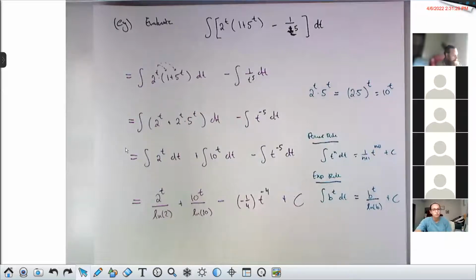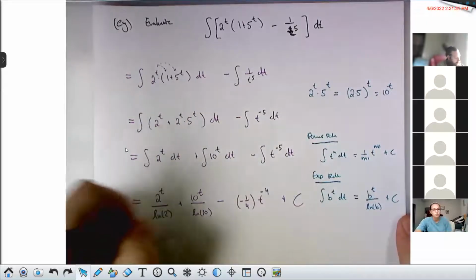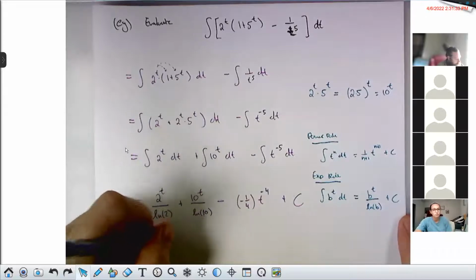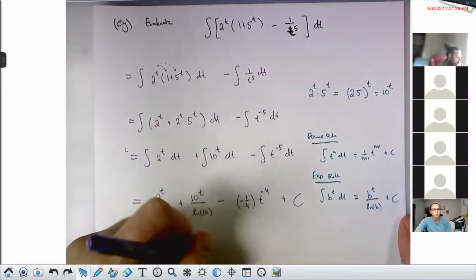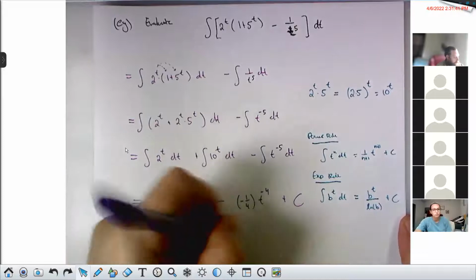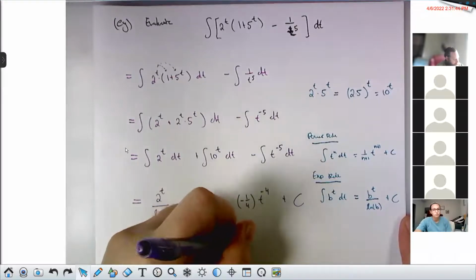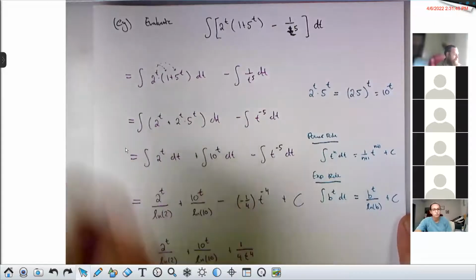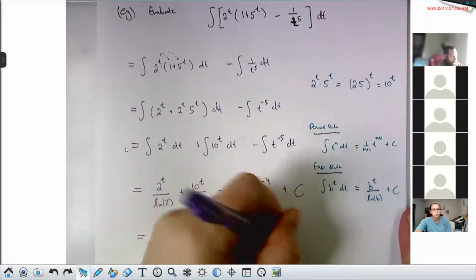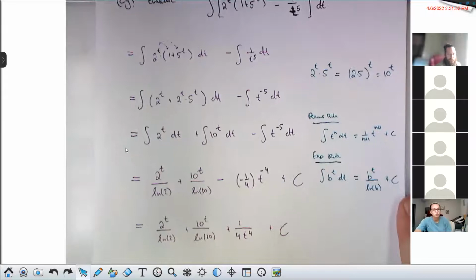There is a smidge of housekeeping that we can do. So 2 to the t over the natural log of 2 plus 10 to the t over the natural log of 10 plus 1 over 4t to the 4. Plus c. Just cleaning up that last piece.